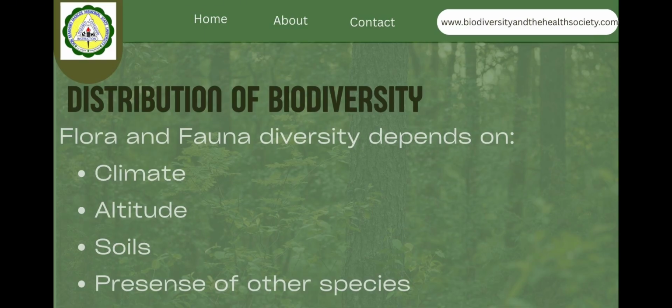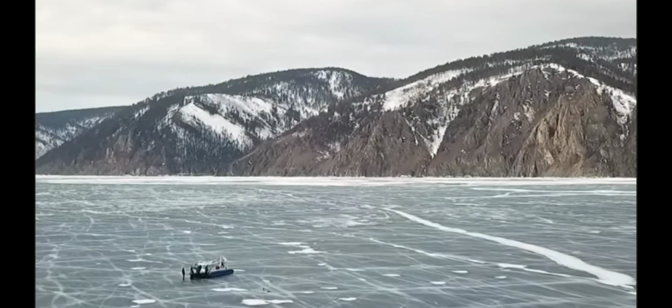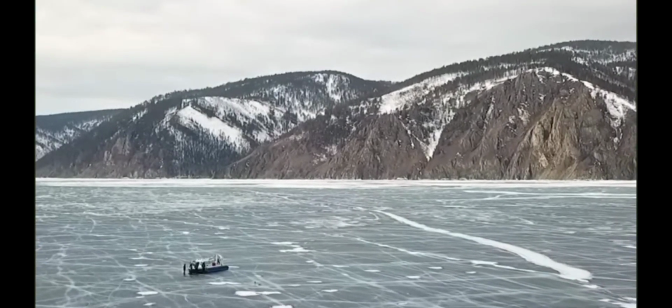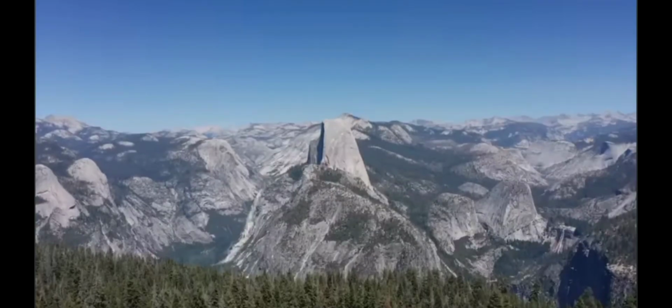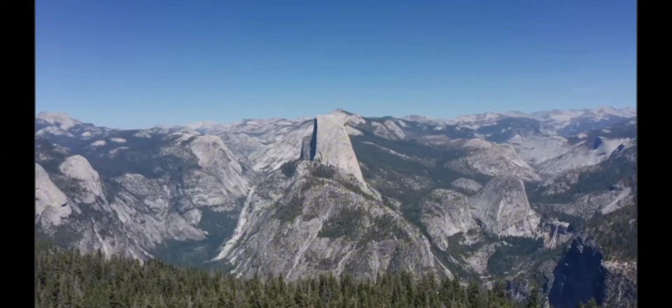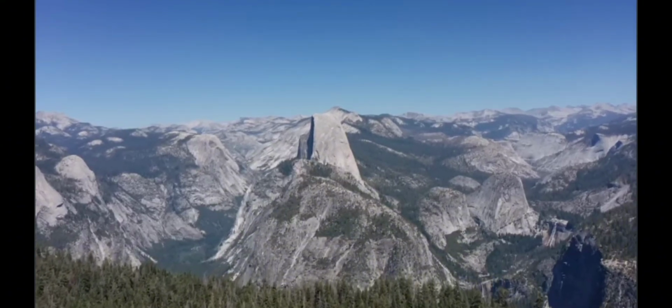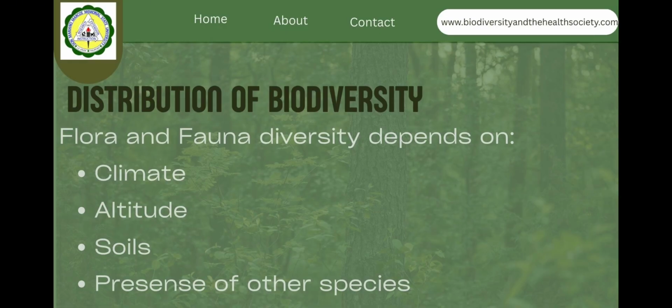Altitude affects biodiversity in an inverse manner. Low altitudes are more diverse than higher altitudes. This happens because as we move up, the atmosphere becomes less dense, and because of the shortage of oxygen, fewer species are able to sustain life at higher altitudes.